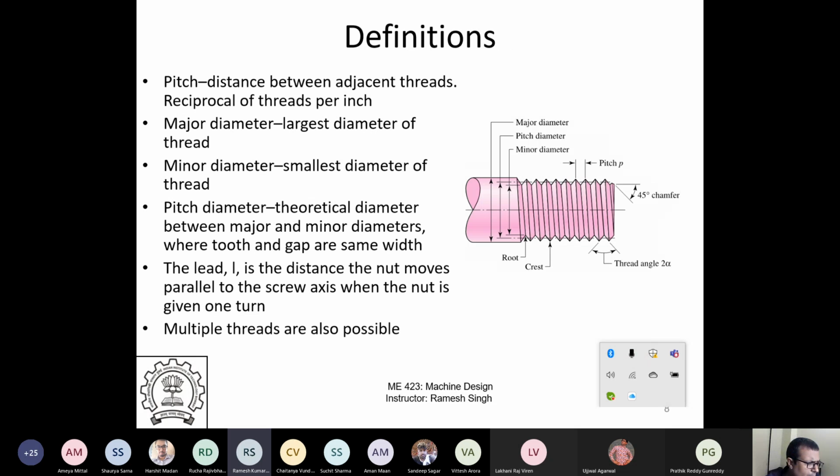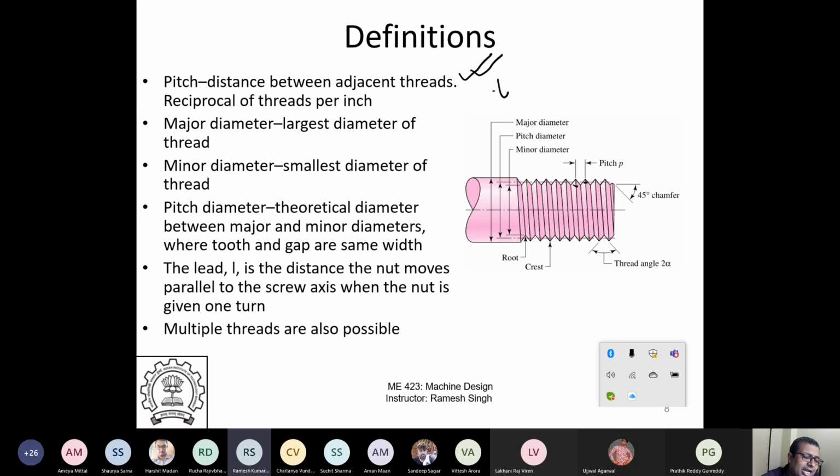Okay. So now come to some definitions which I want to give to you. What definitions are there? Pitch is basically the distance between two adjacent threads. So if this thread and the next thread, what would be the difference? It's called pitch. So if you rotate once, you'll move from one thread to the other thread. That's pitch.